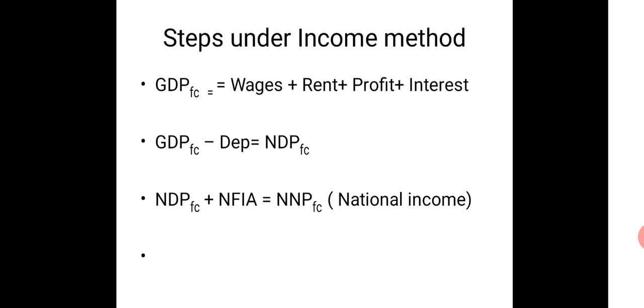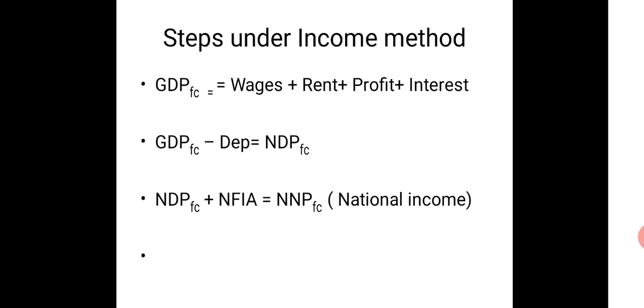We are starting with GDP-FC because already when we take all the income of the people or of different sectors, we actually get FC, because FC, factor cost, is the cost of factors of production. Land, labor, capital, and organization are the factors of production, and the income they receive for providing these services is what is basically FC. So directly when we take all the income, we are actually taking factor cost. So there is no need to convert from MP to FC.